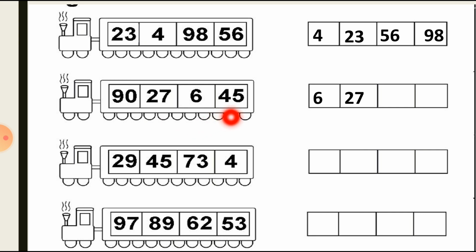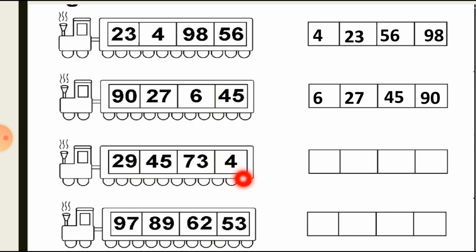After 27 the number 45 will come. So write down 45 after 27, and then at the last we have to write down the biggest number. Here number 90 is the biggest number, so I have to write down number 90 there.